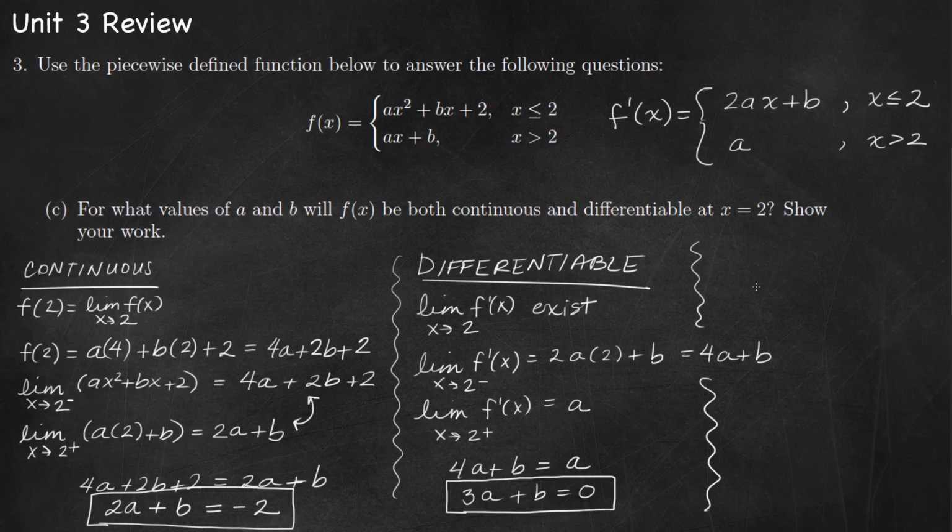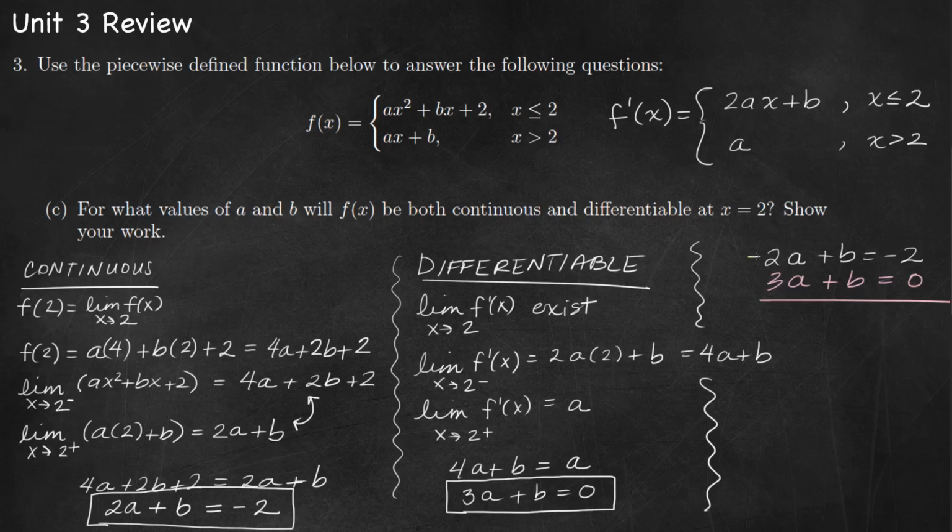Okay, so I'm going to solve this one using elimination. I line up my equations: 2a plus b equals negative 2, and my second equation, 3a plus b equals 0. Now I'm going to take the top equation minus the bottom equation. Instead of subtracting, I'm going to add the opposite. I'm going to multiply the top equation by negative 1.